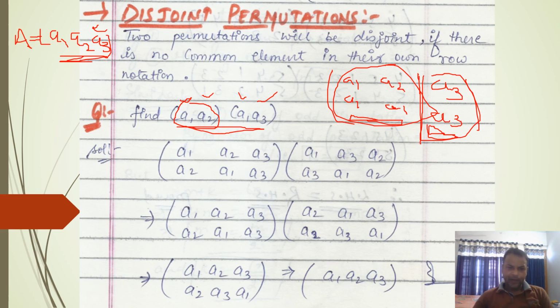In this case, we have to find the product of these permutations, and we will show that if two permutations are disjoint, then their product will also be disjoint. Here we can check it.